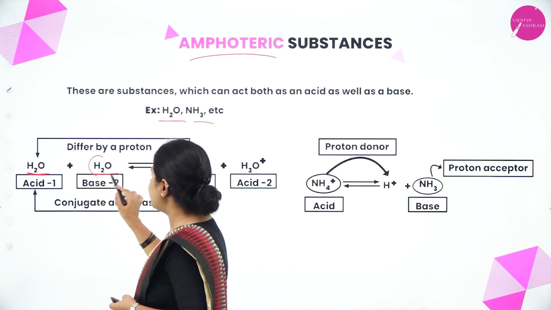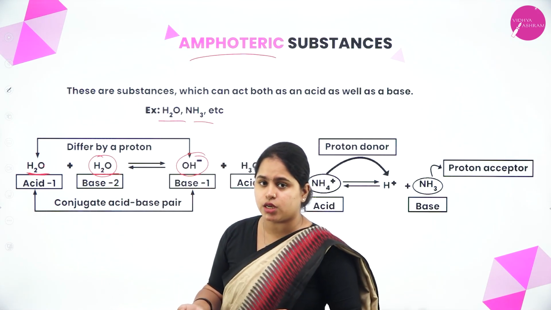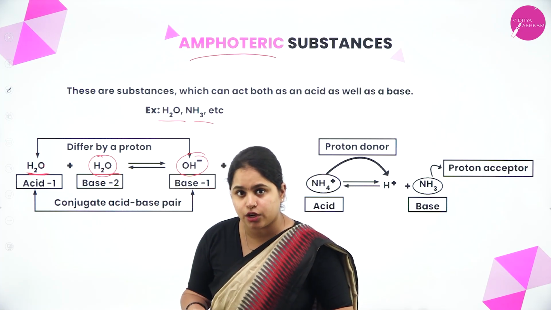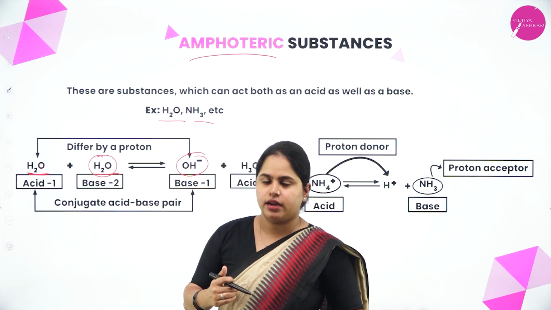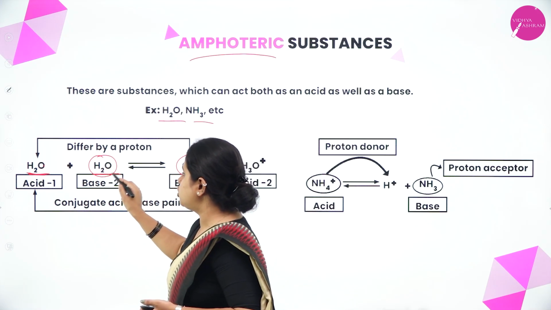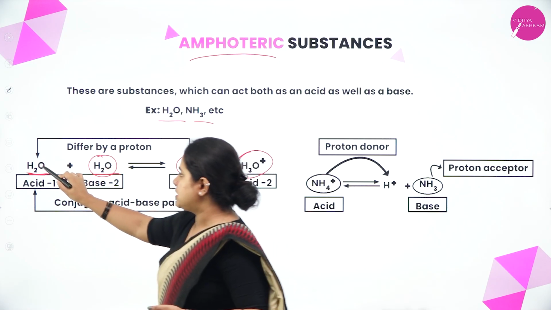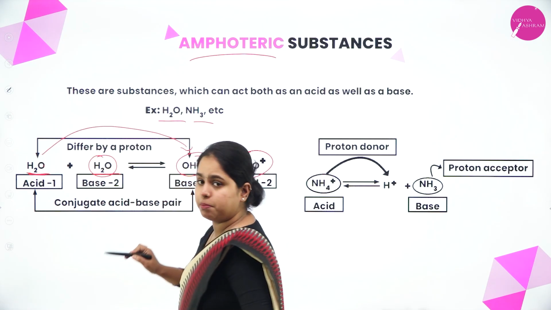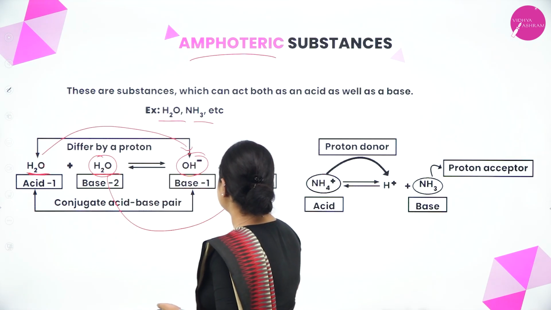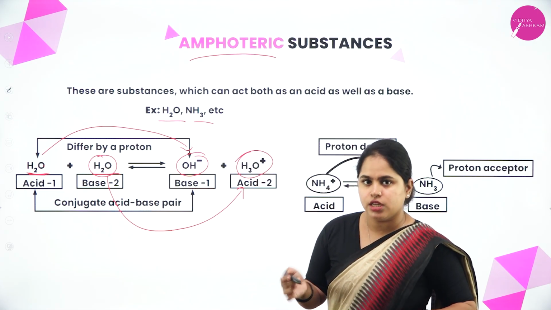Now moving on to the next one, water is a base now. How can you write the conjugate acid of it? By adding one H plus, right? By adding a proton. So to H2O, we are adding one more H plus, and it will become H3O plus. So this is the acid and this is the conjugate base for it, and this is the base and this is the conjugate acid for it. I hope it is clear.